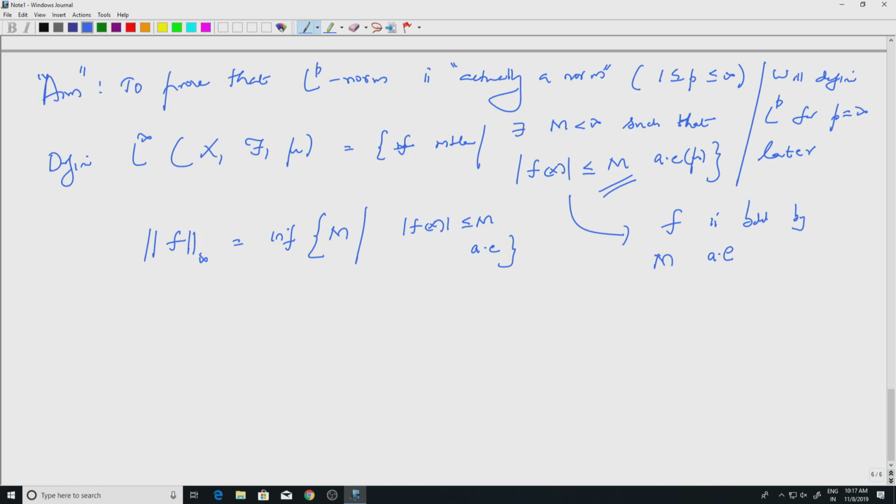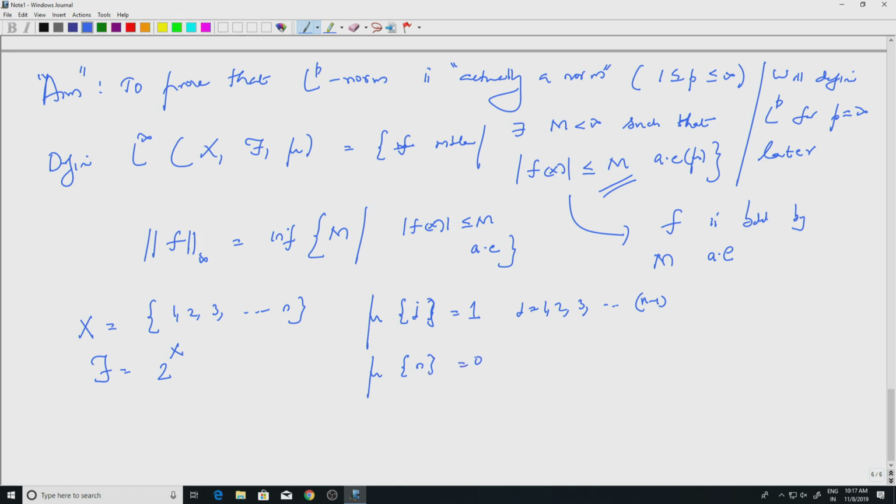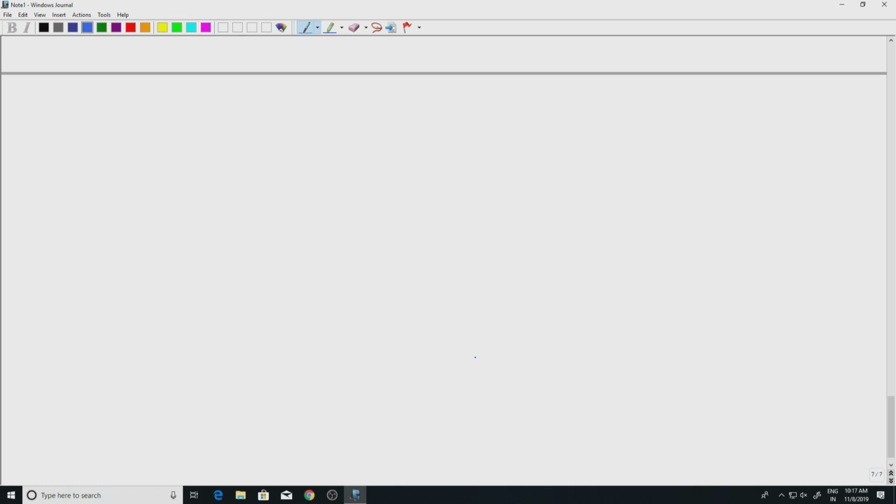Let us look at some trivial example, it will be very clear. If I take X to be again 1, 2, 3, etc., n, and instead of counting measure, let us define mu of the singleton {j} to be 1. I will take the sigma algebra to be the power set of X. Mu of {j} equal to 1 if j equal to 1, 2, 3, etc., up to n minus 1. So, mu of {n} is left out; I put that to be 0. So, there is a set of measure 0, that is all I wanted.